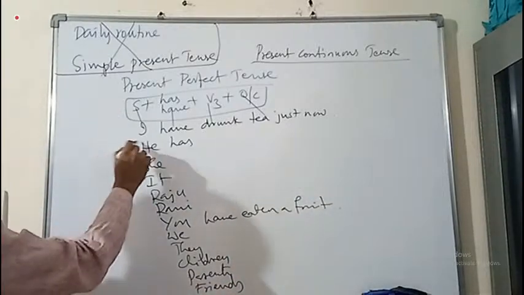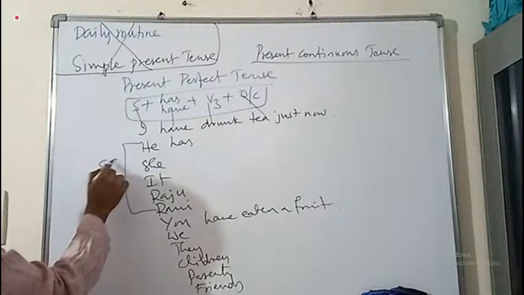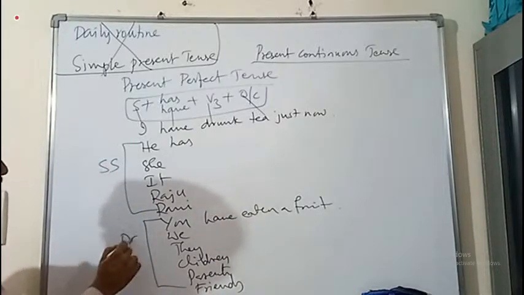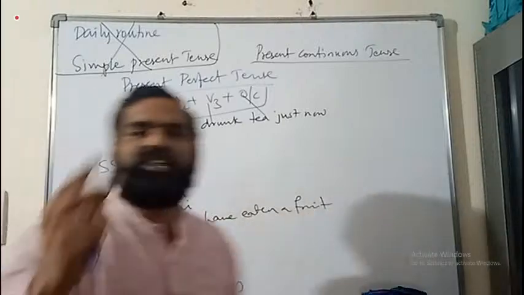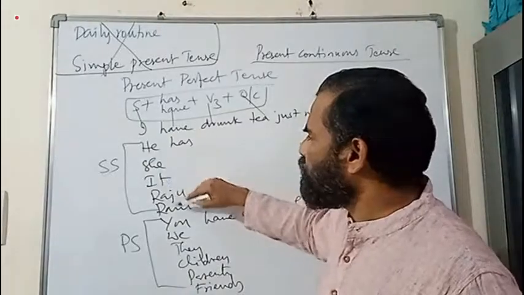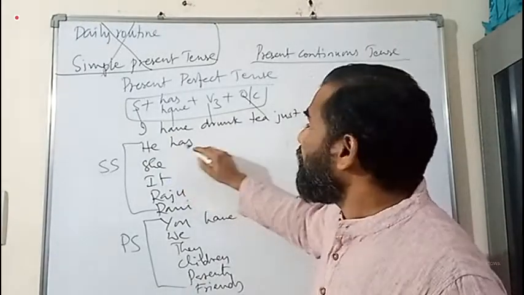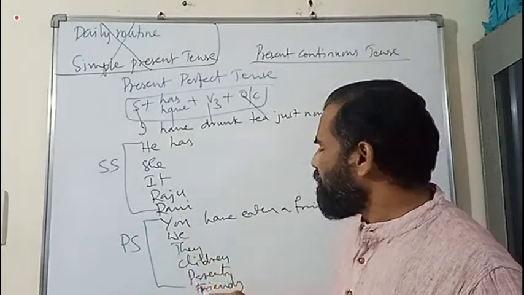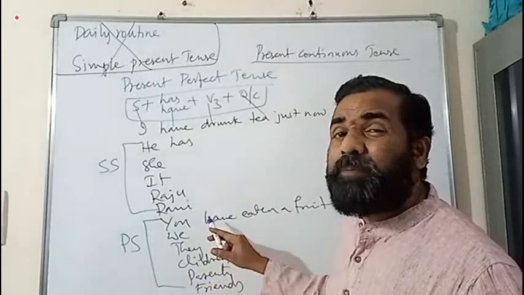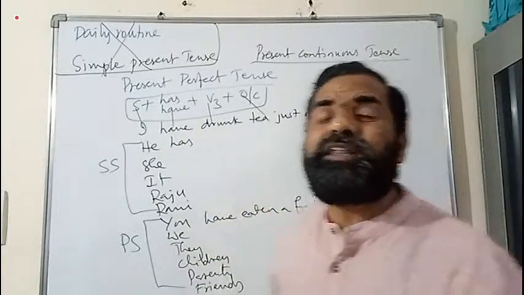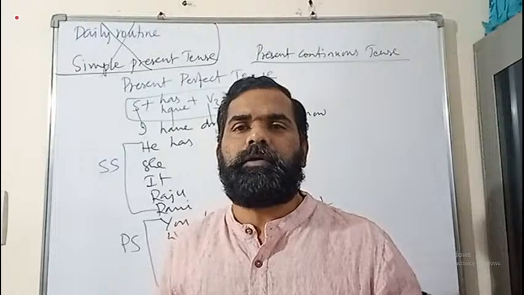Okay? So these are singular subjects. These are plural subjects. The structure and examples. Can you see he, she, it, Raju, Rani, singular subjects. Therefore, you need has. Here, you, we, they, children, parents, friends. And you need helping verb have, followed by V3. Verb 3, third form of the verb.